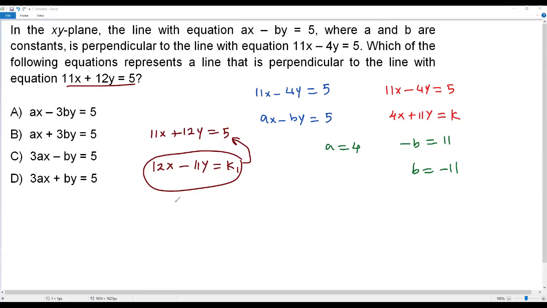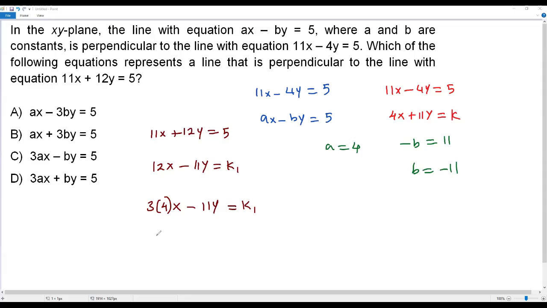Further, I'm going to write this 12 as 3 times 4, so 3 times 4 times x - 11y = k1. Already we know that a = 4 and b = -11. So instead of 4, we can plug in a, because a equals 4, then we get 3ax. And instead of -11, we can plug in b. That is, positive by = k1.